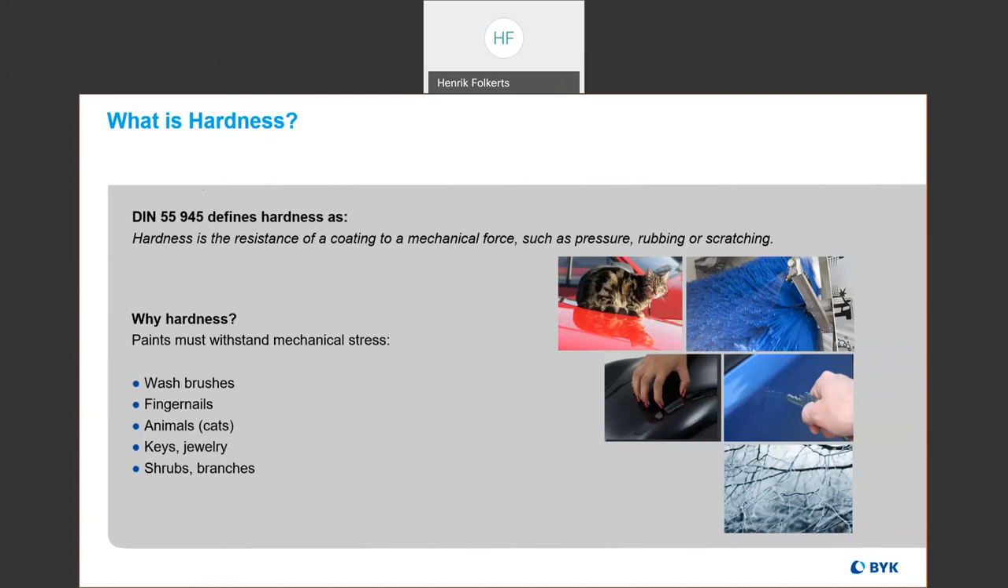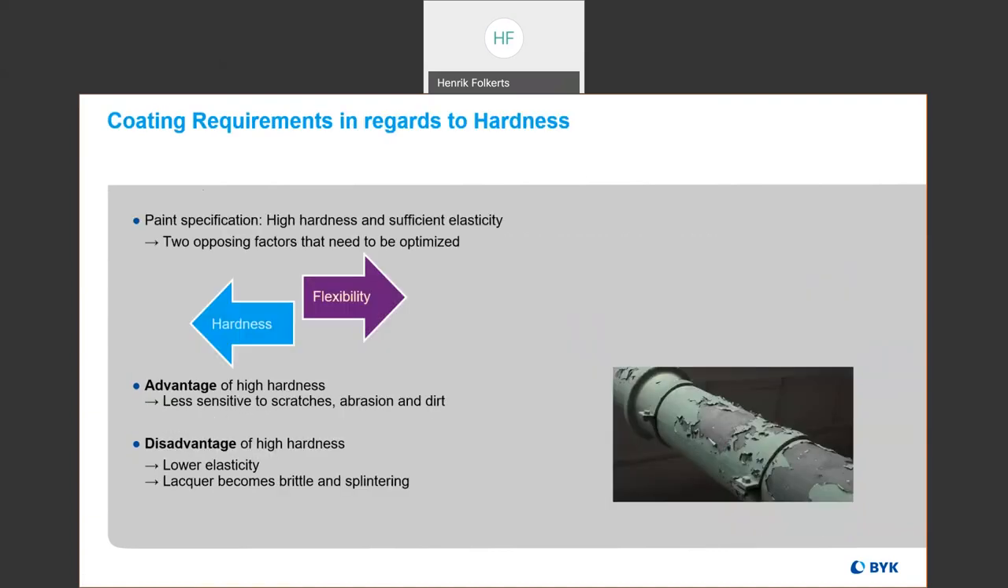Therefore, the coating requires a high hardness and at the same time should have a sufficient elasticity. In reality, these two factors are opposing and need to be optimized. The advantage of hardness is to be less sensitive to scratches, abrasion, and dirt. However, the disadvantage of high hardness is lower flexibility, which results in the coating becoming brittle and even splintering. Here, you can see it very well. So, the challenge is to get a good balance between hardness and flexibility depending on your specific application.